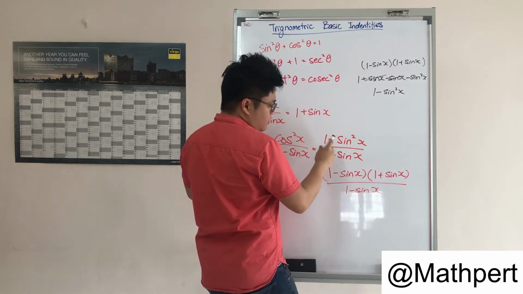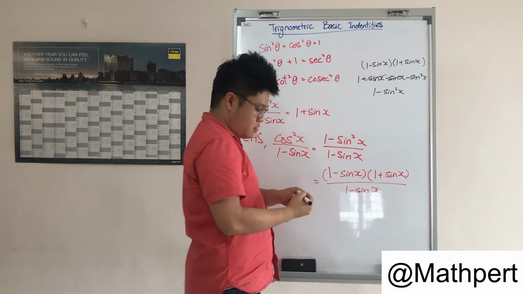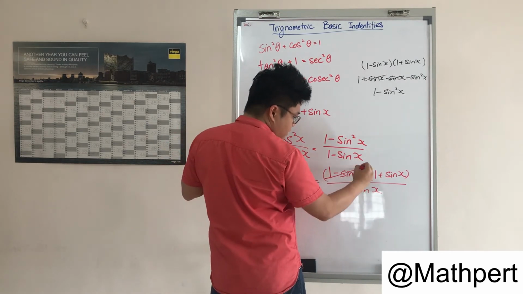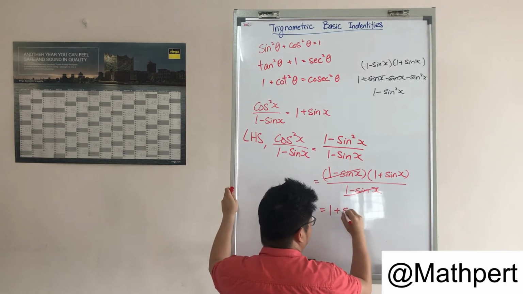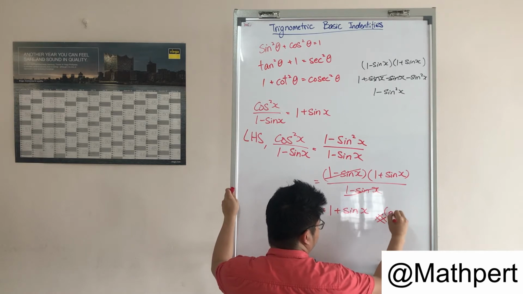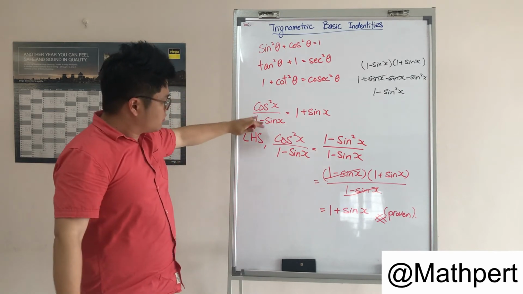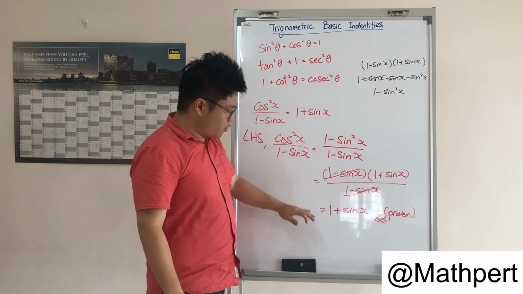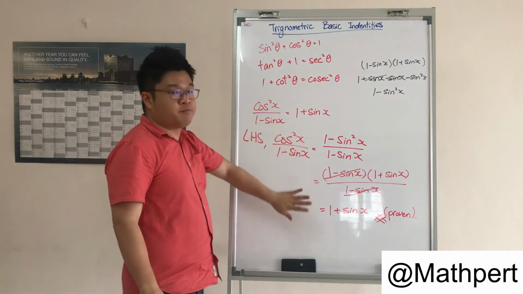Meaning the numerator is equal to this. Then you can see 1 minus sine x over 1 minus sine x cancels, leaving 1 plus sine x. Proven. So cos square x over 1 minus sine x is equal to 1 plus sine x, which is given by the question, and we have proved it.